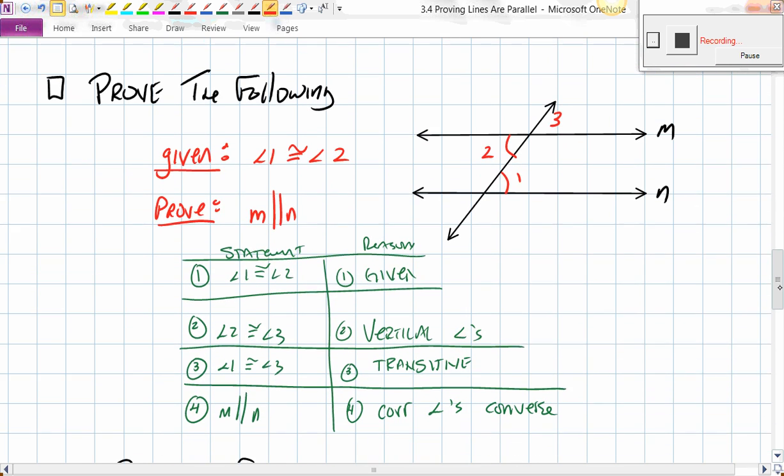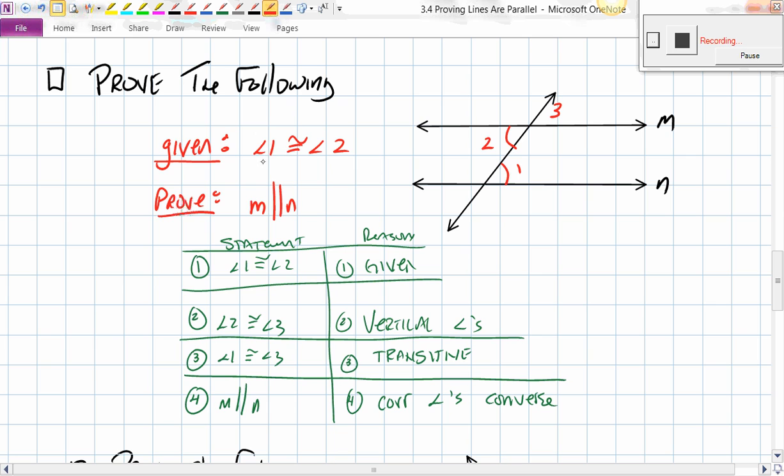Then we had a couple of proofs here, okay, with the following. Prove the following, right? Given that angle 1 is congruent to angle 2, we have to prove that M and N are parallel. So here's how you do it, right? Angle 1 congruent to angle 2, that's the given. Okay, so we check that part off here. Now, 2 and 3 are congruent because they are vertical angles. So therefore 1 is congruent to 3 by transitivity, and notice we have 1 and 3 are congruent. Those are corresponding angles, so therefore M is parallel to N by the corresponding angles converse, which was the first thing that we started in this lesson with.